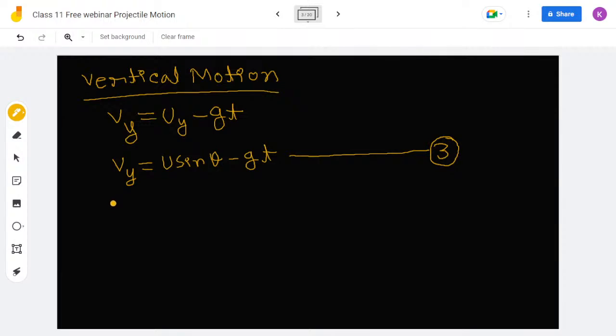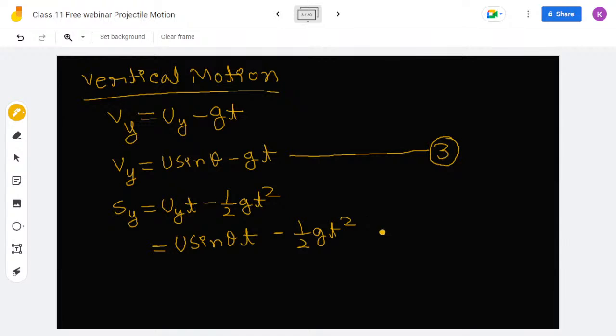Again, for another equation of motion, we get the same thing, that s equal to uy t minus, because the motion is opposed by the gravitational acceleration, so minus half gt square. Again, the y component of u is u sin theta multiplied by t minus half gt square. So this is equation number 4.